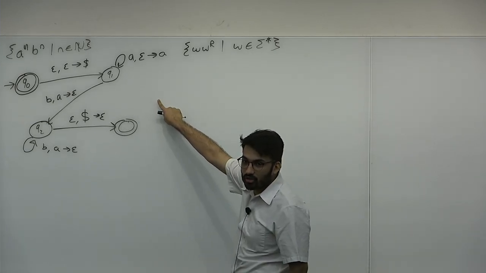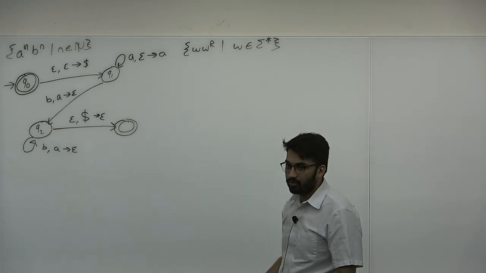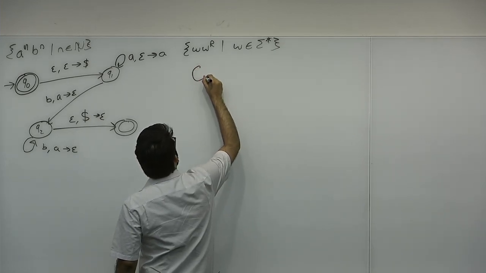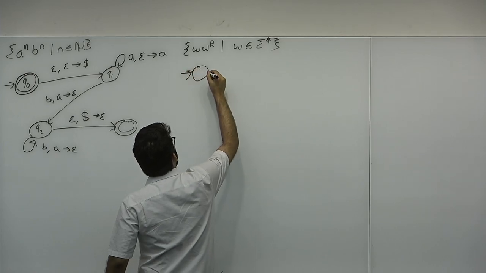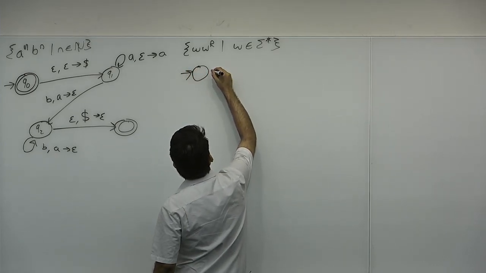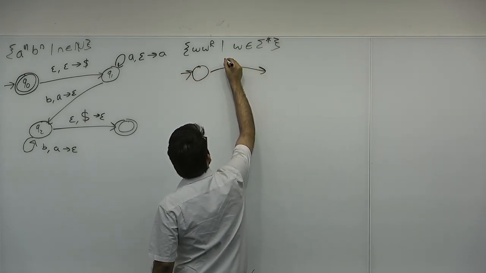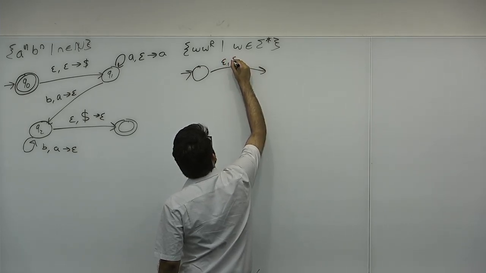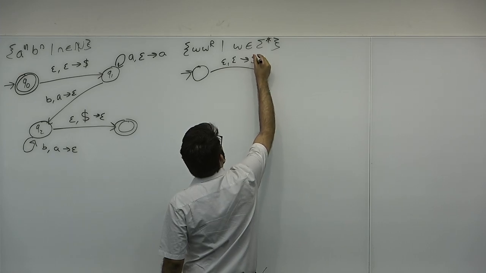Instead of using the stack as a counter, we use the stack like a full stack. Like, we're going to push more than just one symbol to it. So we're going to begin like this. So what am I going to do? We're going to read nothing off the input, pop nothing, and push the canary.